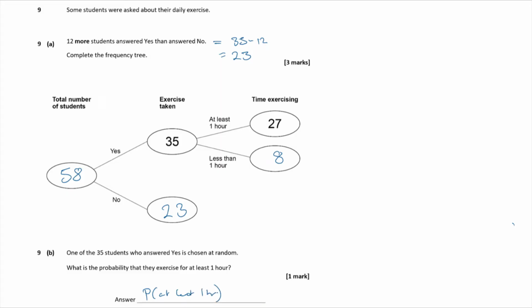So of the 35 students who answered yes, 1 is chosen at random. So the successful outcomes is the number of people who did exercise for at least 1 hour, which was 27, and we're picking from the 35 students who said yes, so that is the number on the bottom. So it's 27 over 35.